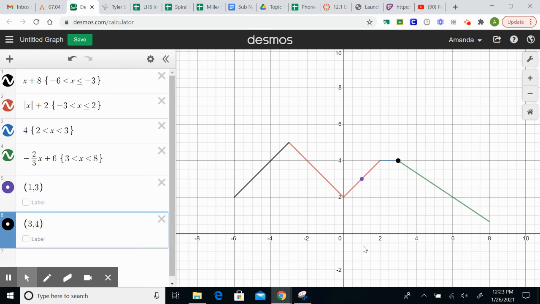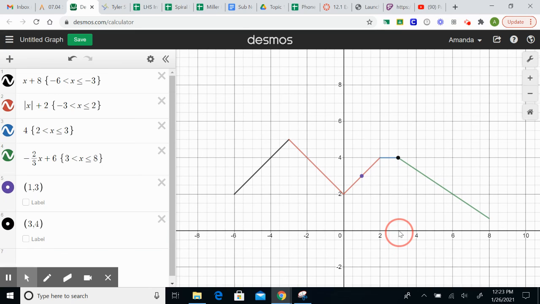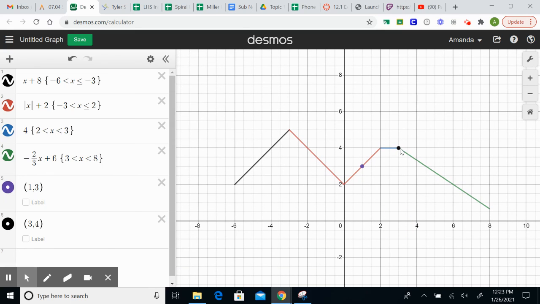And another way I can find it, I can find 3 on my x-axis, go up to my equation, the y value would be 4. So that's a piecewise function. It's just multiple functions pieced together into one piece of information. Okay?